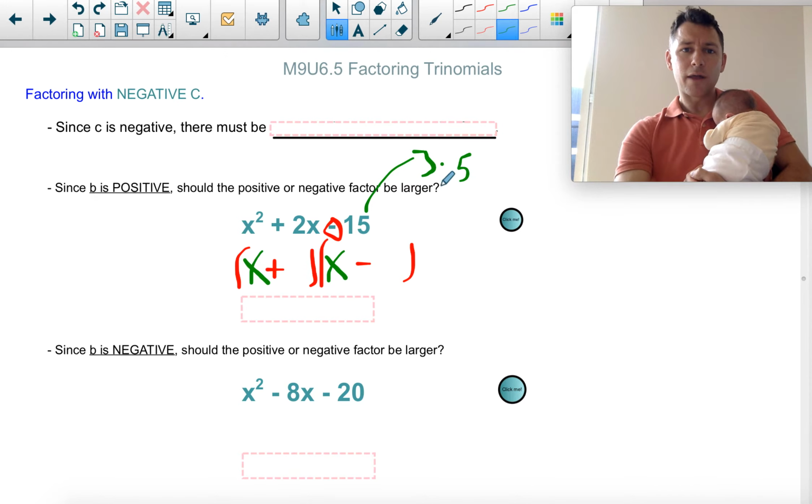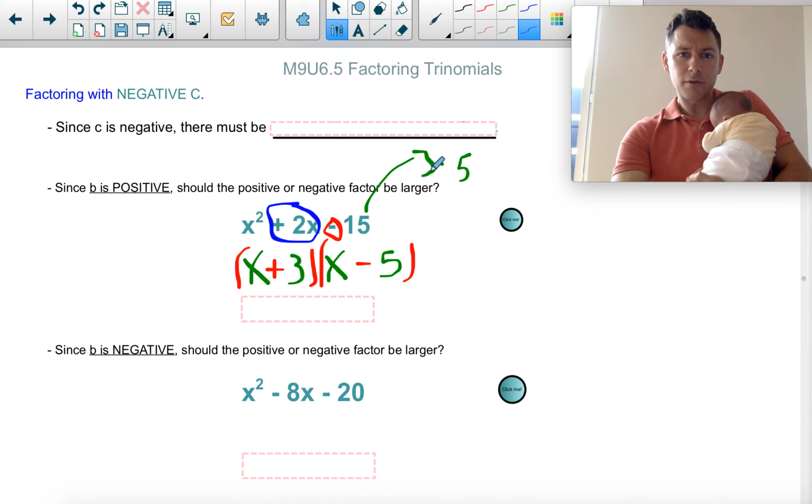But I want them to be negative, that when they multiply to negative 15, one of them's got to be negative. So we could either do 3 here. It looks like you're guessing, right? But if you started with positive 3 and negative 5, this would give you negative 5x plus 3x would give you negative 2x. And since this is a positive number, the bigger number, right, 3 and 5, 5 is the bigger number. So the 5 should be in front of the plus sign, right?